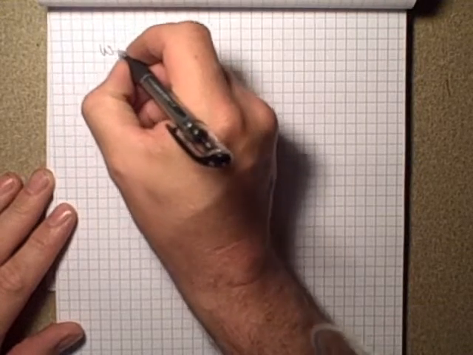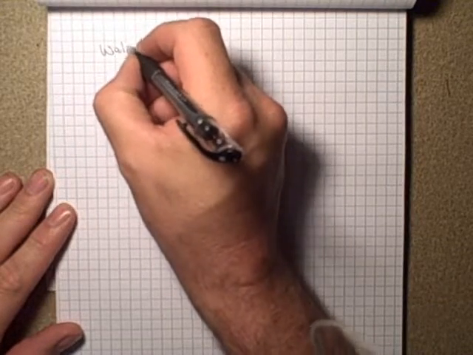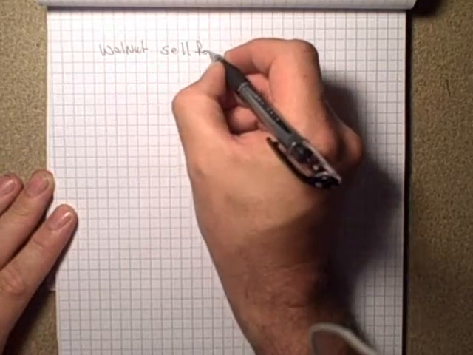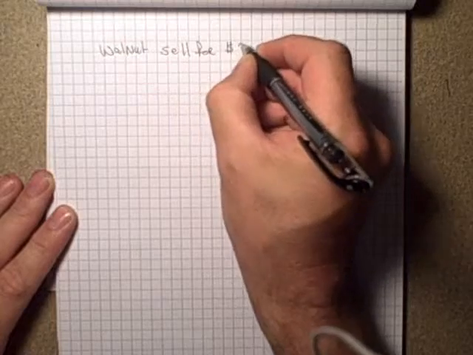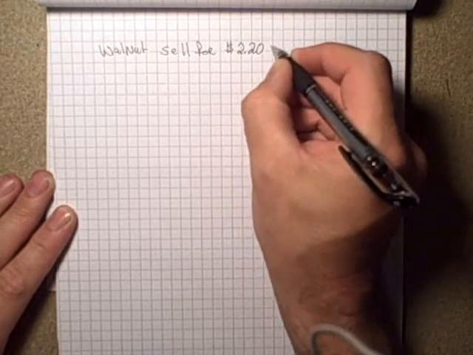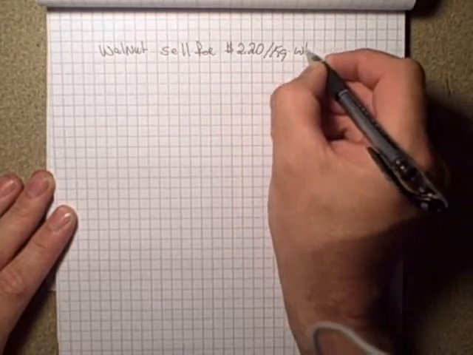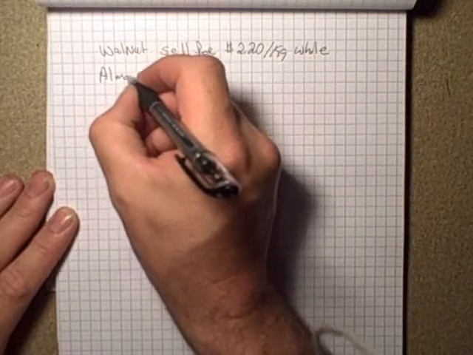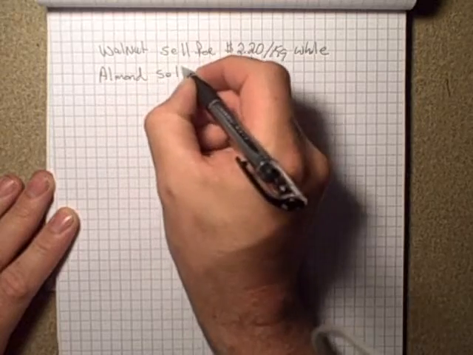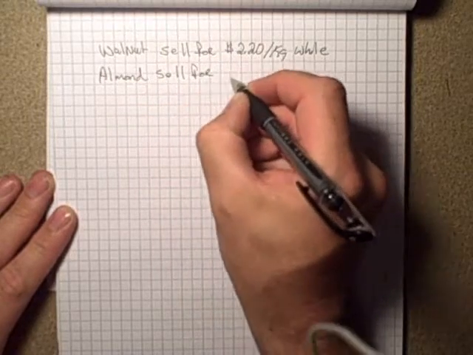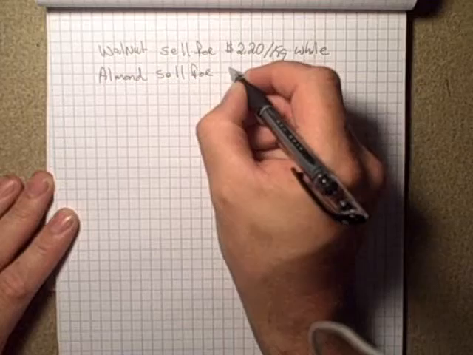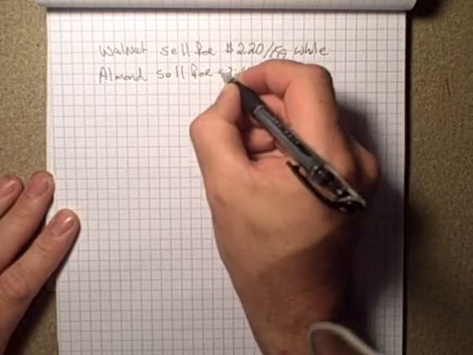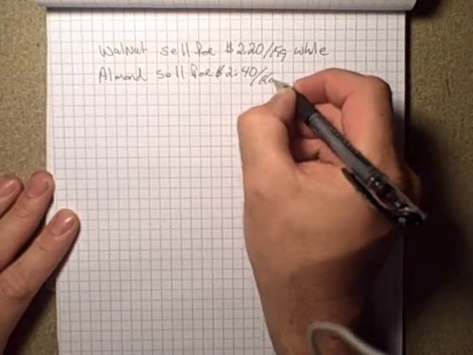Walnuts sell for, say, $2.20 a kilogram, while almonds sell for $2.40 per kilogram.